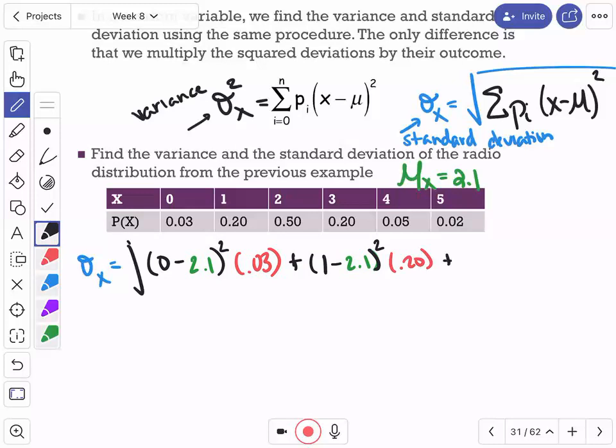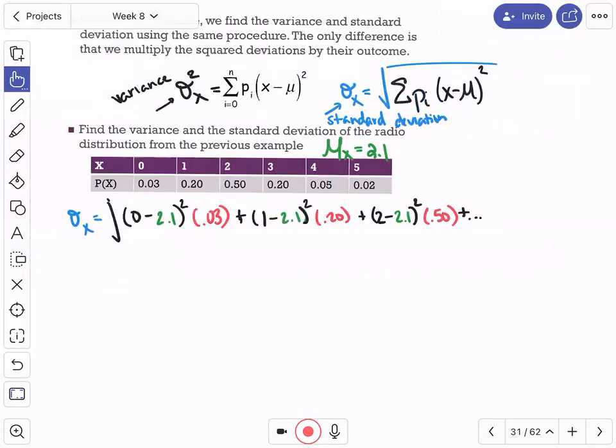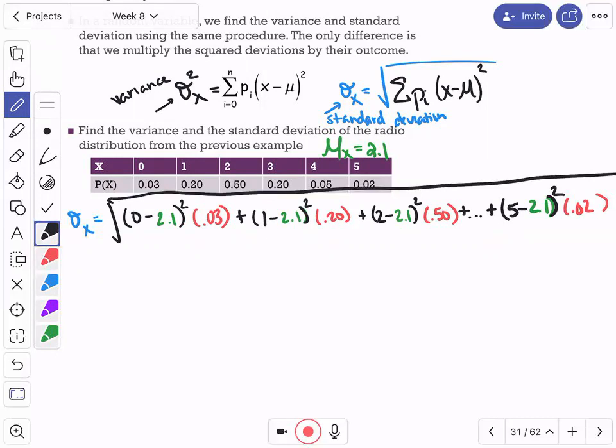plus 2 minus 2.1 squared, multiplied by its probability, which is 0.50, plus all the way down to the very last value, which is 5 minus 2.1 squared times its probability, which is 0.02. And I'm going to take the square root of all of this stuff right here, and I'll get my standard deviation, right?